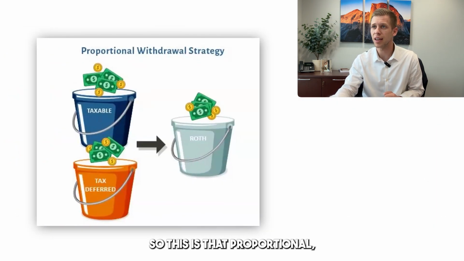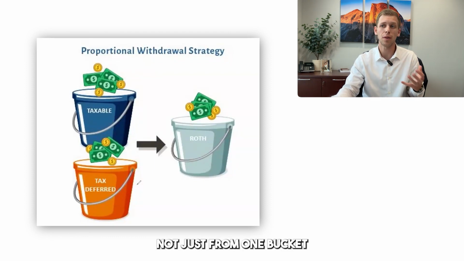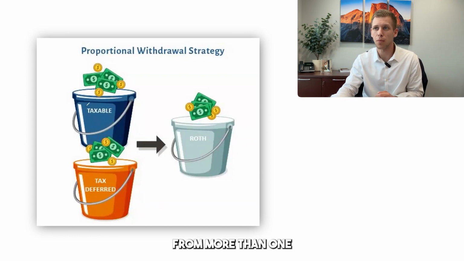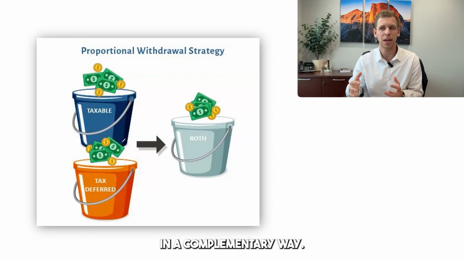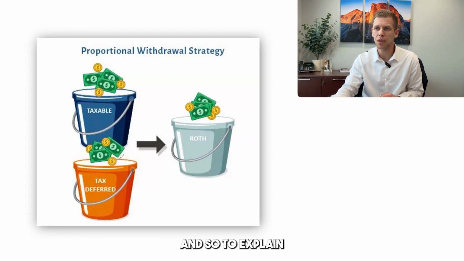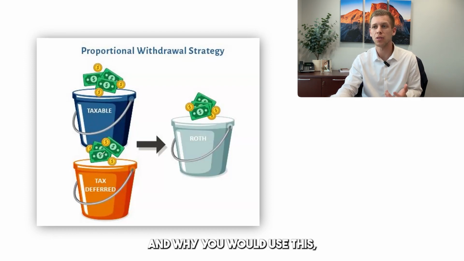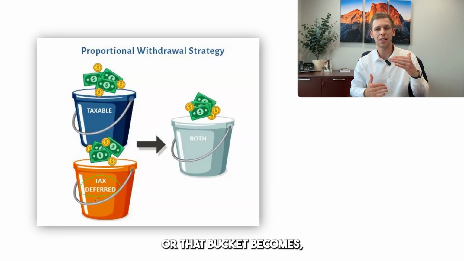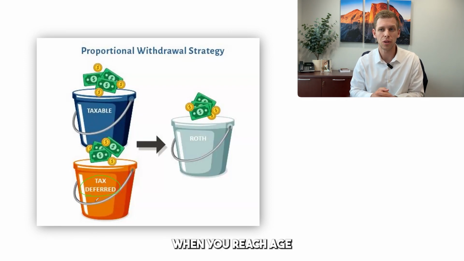So this is that proportional withdrawal strategy, where we're taking not just from one bucket at a time and completely spending it down, but we're taking from more than one and doing it in a complementary way. And so to explain when you would use this and why you would use this, for one, the tax deferred: the more that grows tax deferred, the bigger that pot or that bucket becomes, and you're going to have to eventually take from it when you reach age 73, currently, for the required minimum distributions.